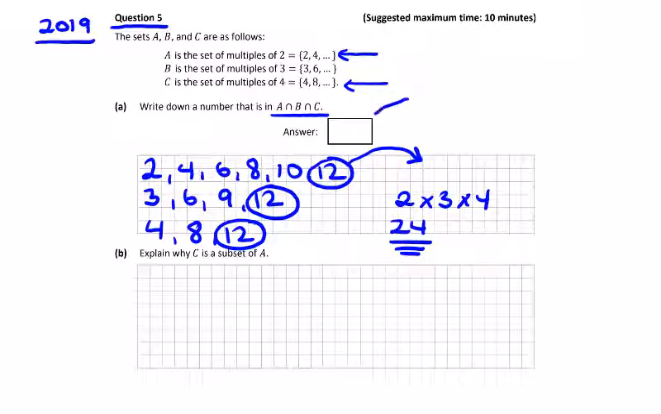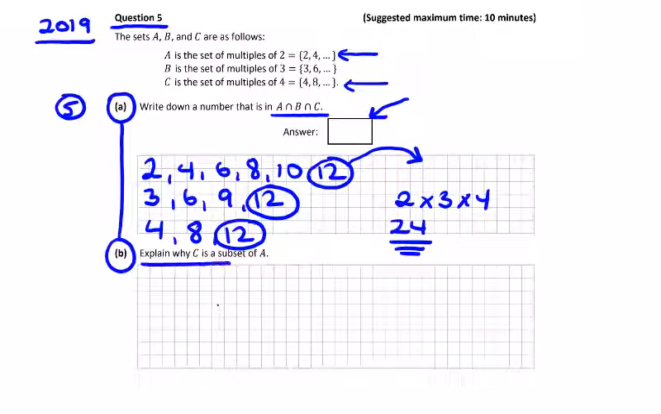So in the marking scheme, any multiple of 12 was accepted as an answer here. So many different answers. And there were 5 marks for A and 10 for B. Sorry, 5 marks for A and B together.